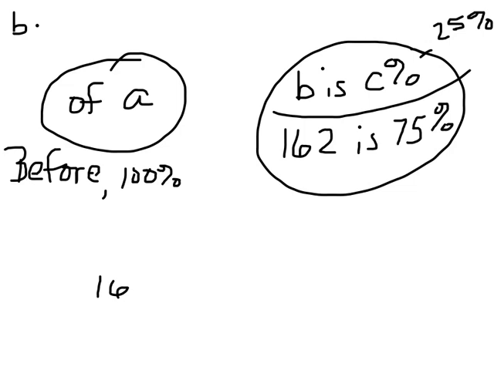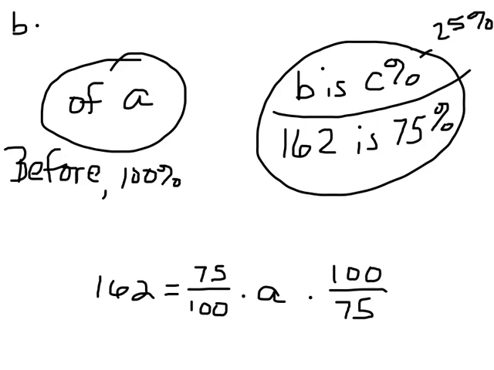We're going to say 162 is 75% of A. Alright, so to get A by itself, we're going to convert and multiply. And we'll do the same thing over here. And we cancel those out. And I'm going to reduce this 100 over 75 to 4 over 3, because I think that would make my math a little easier.